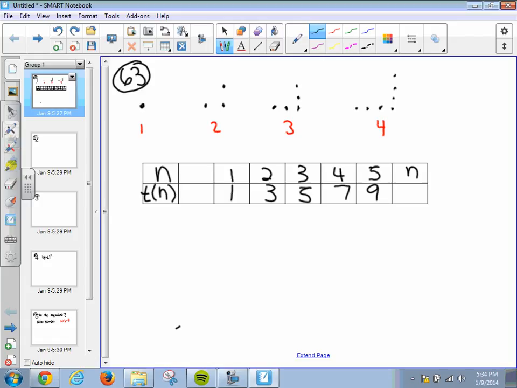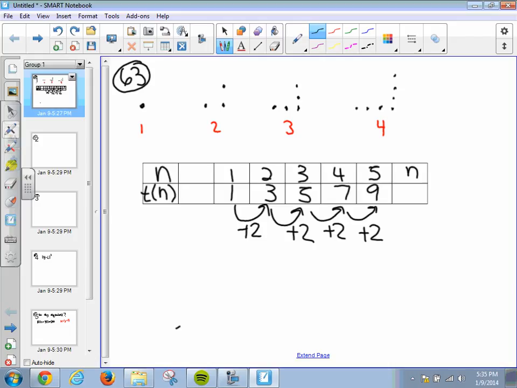We can kind of see that no matter what number we plug in, we're always going to get an odd number back out. So we're interested in finding something that's going to generate an odd number. If you look, our pattern is to get from 1 to 3, we had to add 2. To get from 3 to 5, we had to add 2. And then this pattern continues.